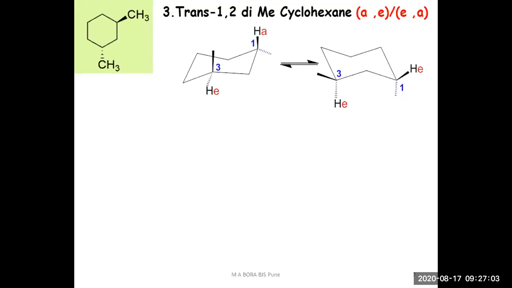Let us go for another molecule, that is trans 1,3-dimethyl cyclohexane. In trans 1,3-dimethyl cyclohexane, trans means one is beta, the other is alpha. If I write the first carbon methyl as alpha, then the third carbon methyl will be beta. And if I flip this particular molecule, then after flipping, the first carbon methyl becomes axial, whereas the third carbon methyl becomes equatorial. So the relation is equatorial-axial or axial-equatorial.